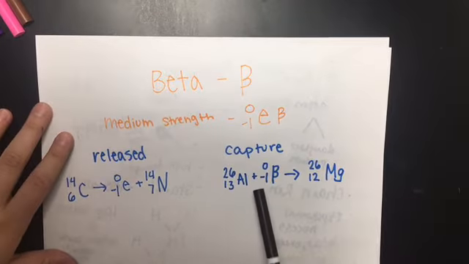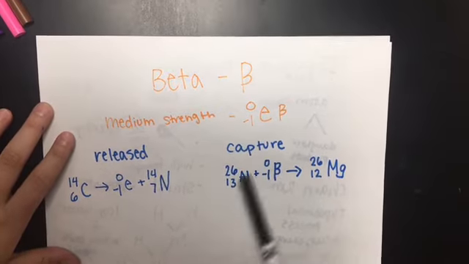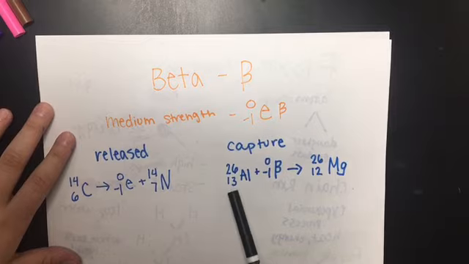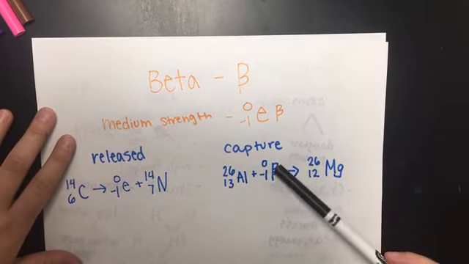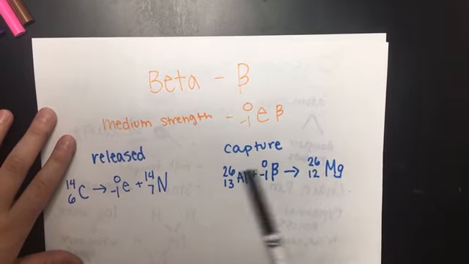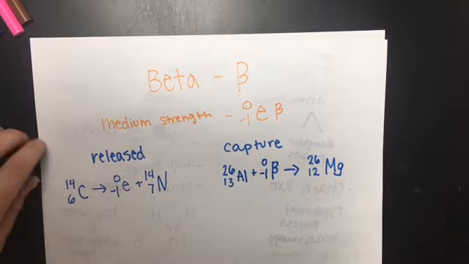Or it could be a beta capture. It's just called an electron capture. So let's say we have aluminum, 26, 13, plus the beta particle, and then you come over here, 26, then 13 minus 1 is 12, so then you get magnesium.